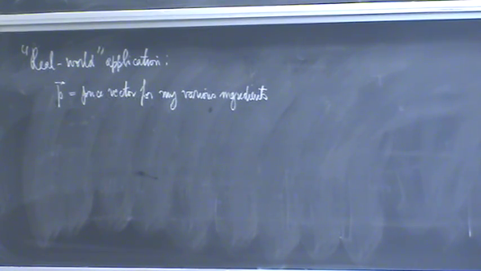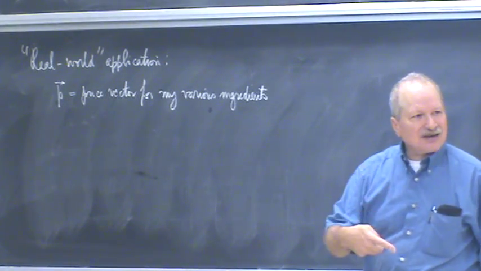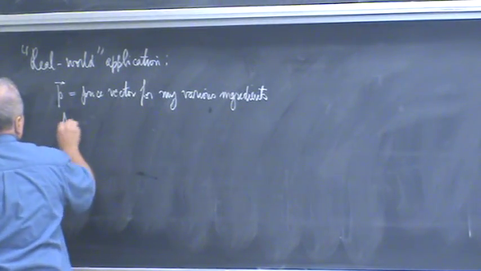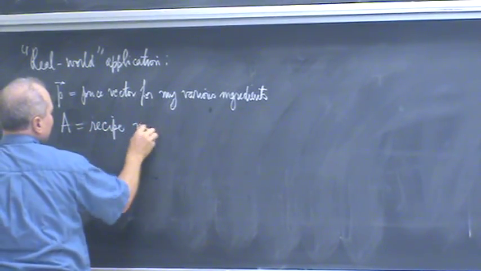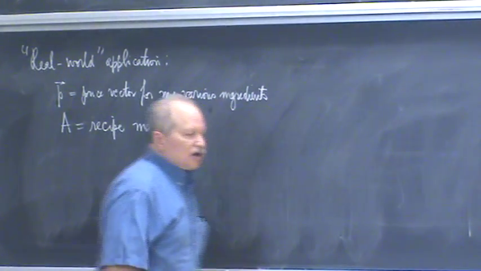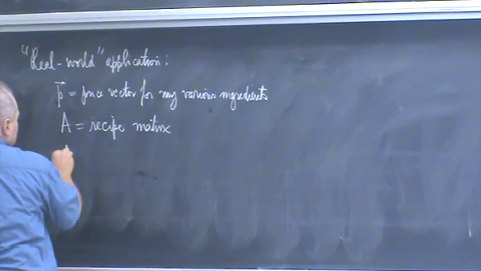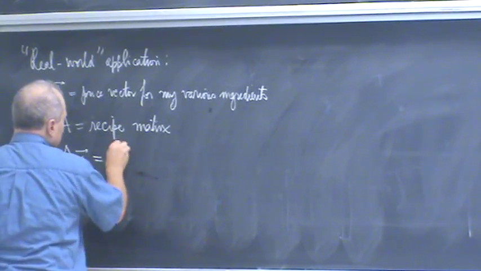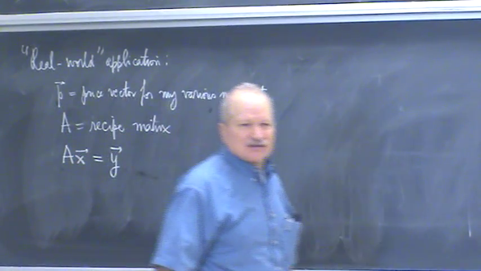I don't care about how long I have to stir the butter and when the eggs go in and when the sugar goes in, but I do need to know that to produce a dozen of these cookies, I need so much flour, so much oatmeal, so much butter, so much sugar, so many walnuts, and so forth. So I need a matrix that encodes all my recipes. So what do I need to feed into the recipe matrix, and what will it tell me comes out?